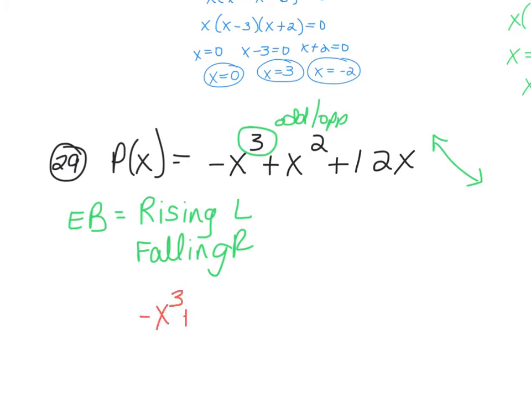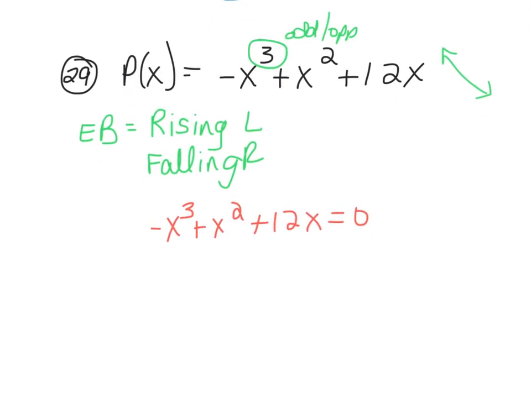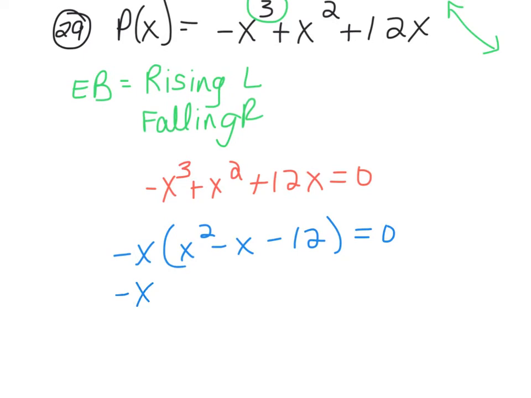Negative x cubed plus x squared plus 12x equals 0. If I lead with a negative, what do I do with it? Take it out. So what do all three of those have in common, letter-wise? X. So I'm going to take out a negative x because it's going to make my factoring a lot easier. So that leaves me with positive x squared, negative x, and a negative 12. Agreed? Okay.